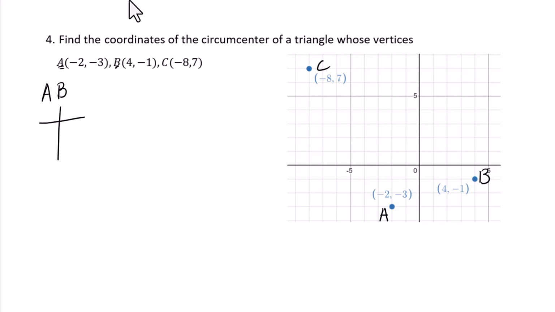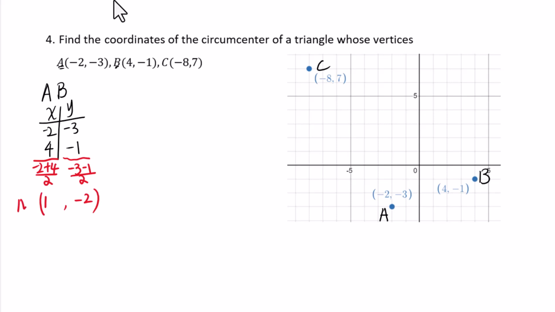For segment AB, x, y: -2, -3, 4, -1. Midpoint: -2 plus 4 over 2 equals 1. -3 minus 1 over 2 equals -2. This is the midpoint of AB.